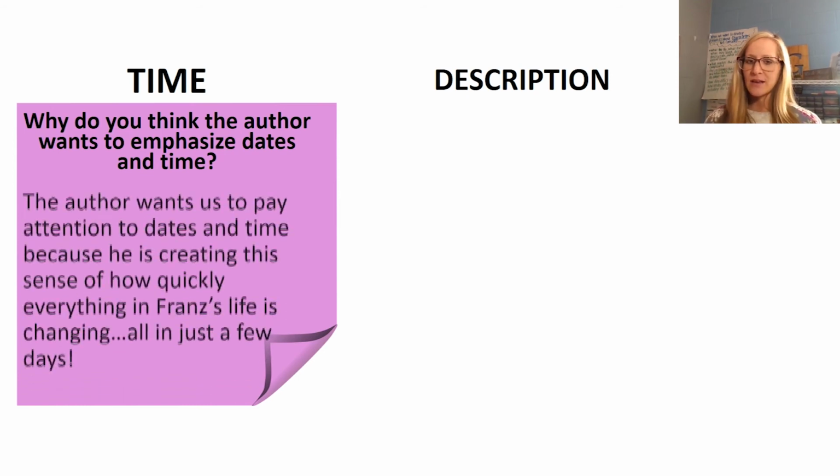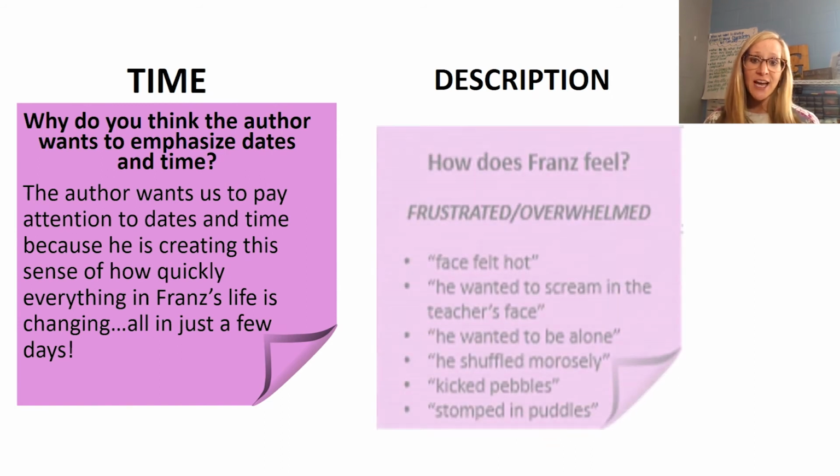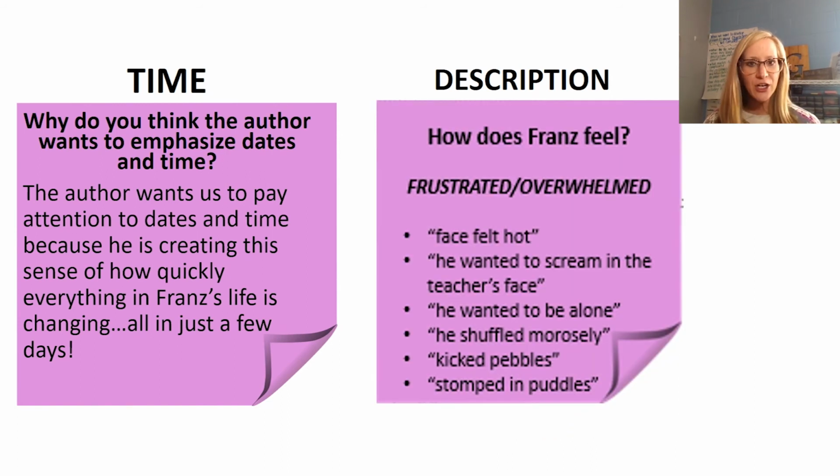I think that the author wants us to pay attention to the dates and time because he is creating this sense of how quickly everything in Franz's life is changing, all in just a few short days. In addition, something that a strong author does is they provide description of characters, and that helps us to understand what the characters are going through and how we can connect and relate to them. So I want you to think about both Franz, we had a description of, as well as his teacher that we stopped to think about.